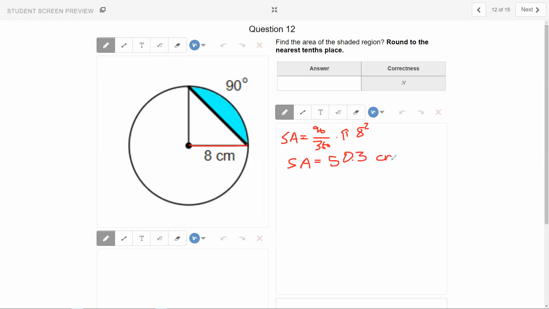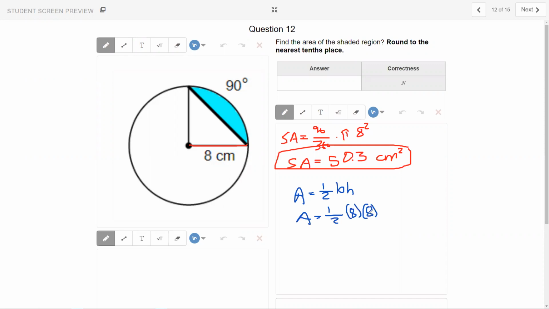And that would be centimeters squared. Okay, but we've got to now find the area of the triangle, the white space here, and subtract it from the area of the sector. The area of a triangle is 1/2 base times height. So that's 1/2 times 8, and the height is also 8 because 8 is the radius. So 1/2 times 8 times 8, that's 64 times 1/2, which gives us 32. And that's 32 centimeters squared.